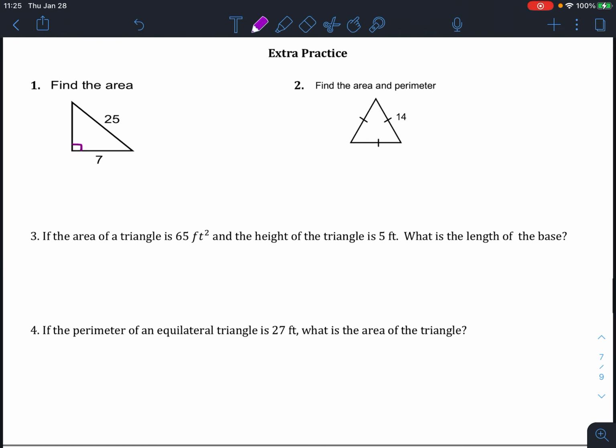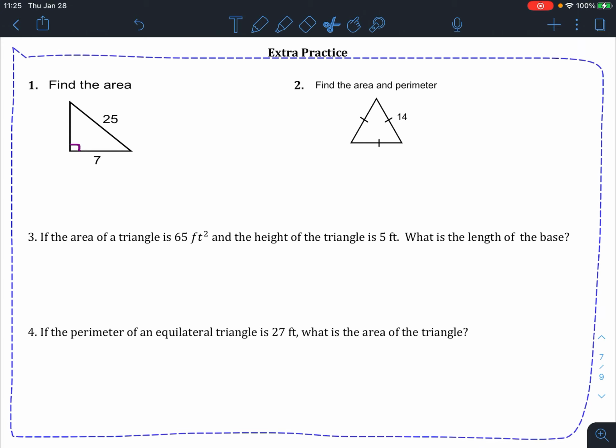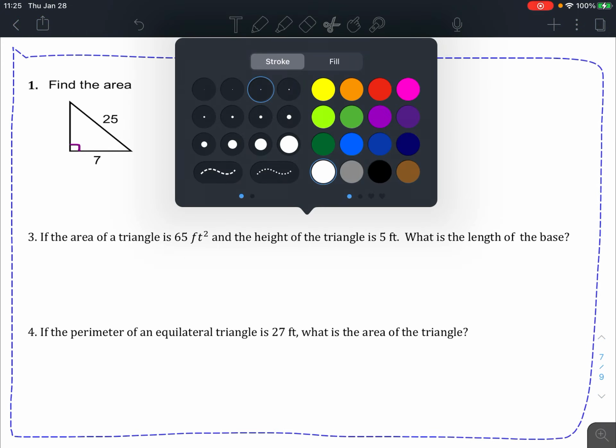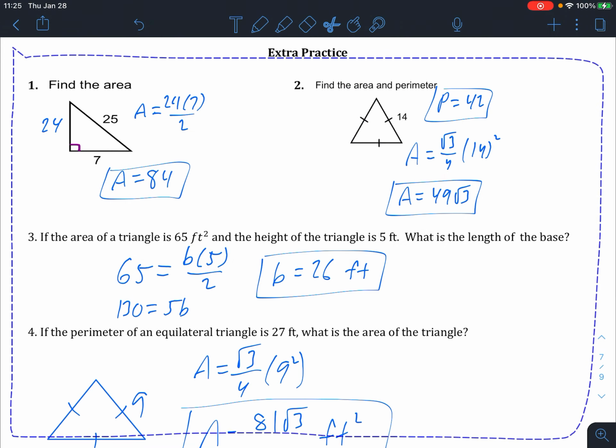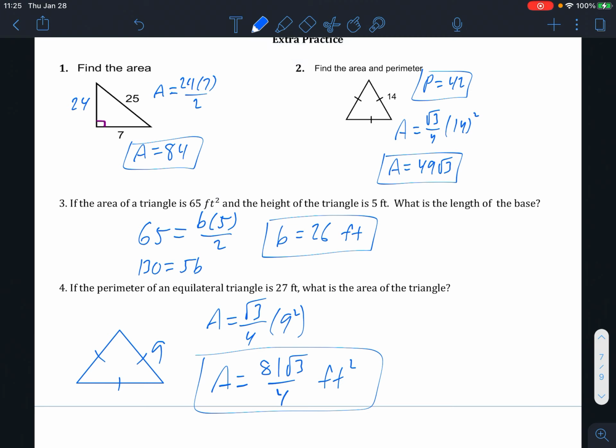All right, the last slide is some extra practice. So go ahead and pause the video. Try these 4 problems. Come back and unpause it when you're done. Here are the answers to your last 4 practice problems.